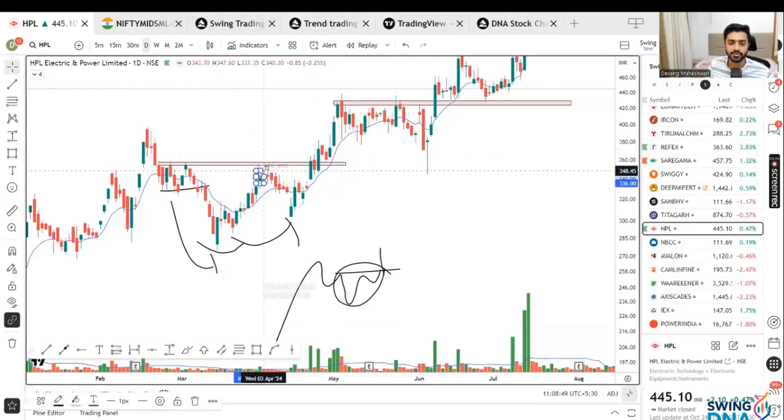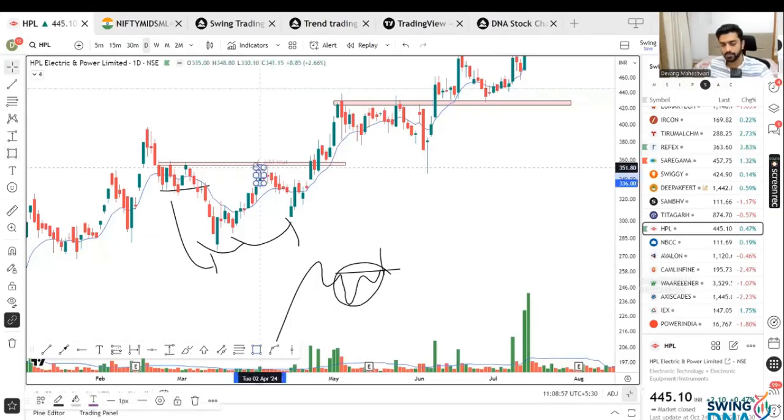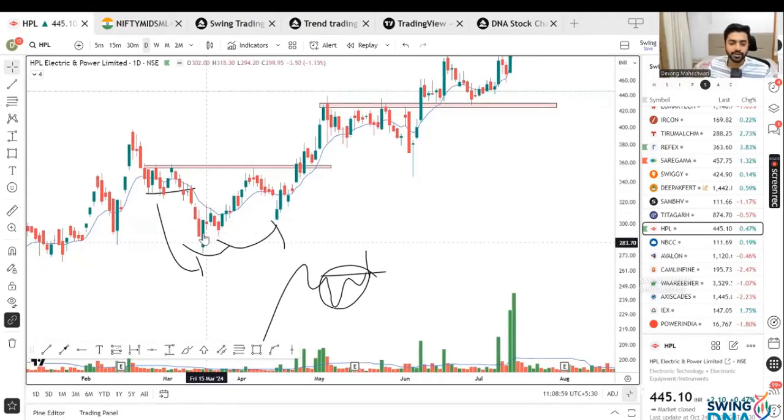Or if it had spent 2-3 days up here and then it breaks, then it would have been fine. Okay, here it corrects the structure. It's a higher low here, and once it makes that, after that it's a good break and movement up.